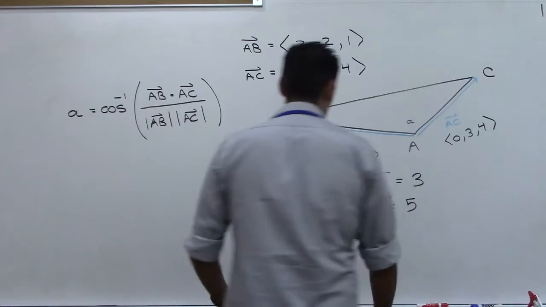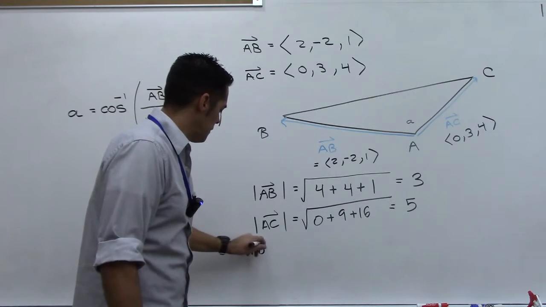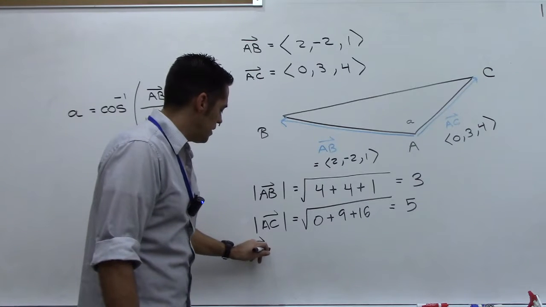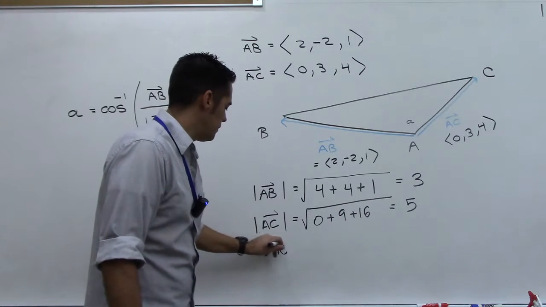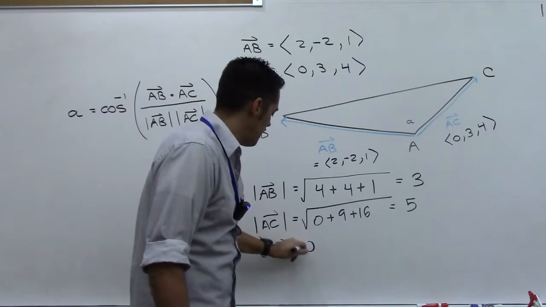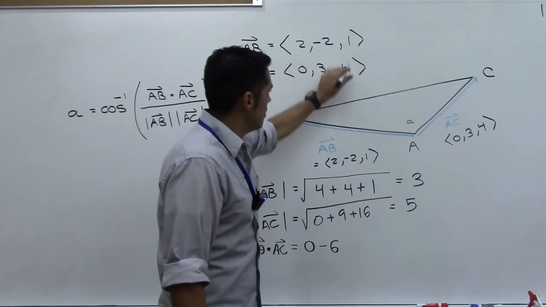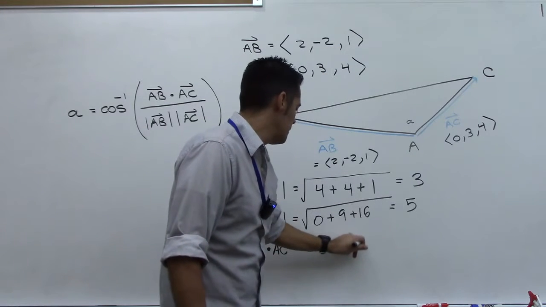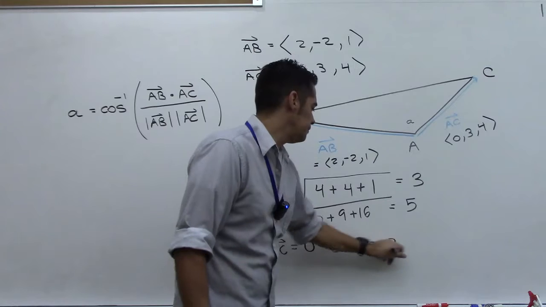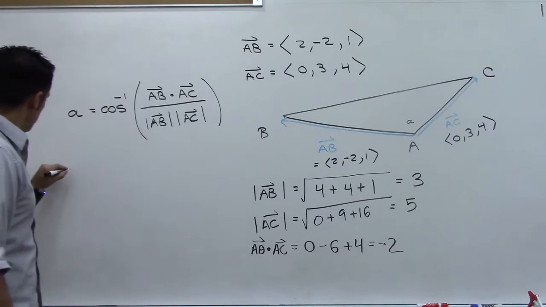And then we need the dot product. So we take AB and dot it with AC. Now we're just multiplying 2 times 0, 0. Negative 2 times 3 is negative 6. 1 times 4 is 4. So this is negative 2. And so now I think we have everything we need.